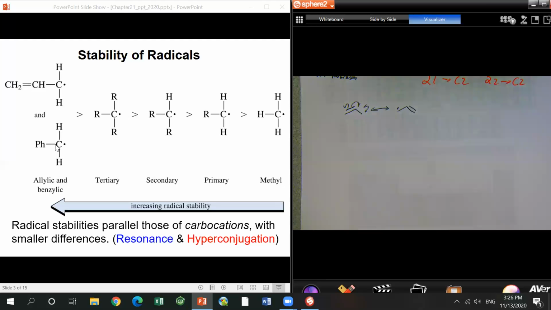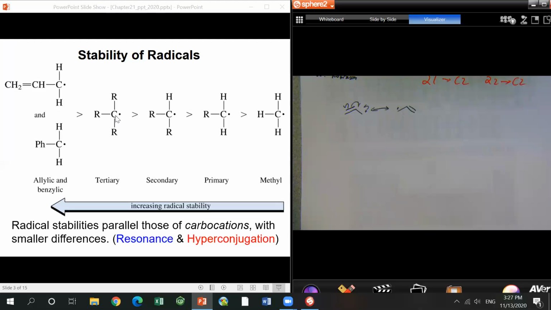And for the other radicals, pretty much you can treat them like carbocations. So tertiary is more stable than secondary, followed by primary, and followed by methyl. You can treat the radical as an electron deficient species. Normally an atom or molecule follows the octet rule, so it has eight electrons, but now you are missing one electron, and some orbital has only one electron. Electron deficiency, so that's pretty much similar to the cation case.